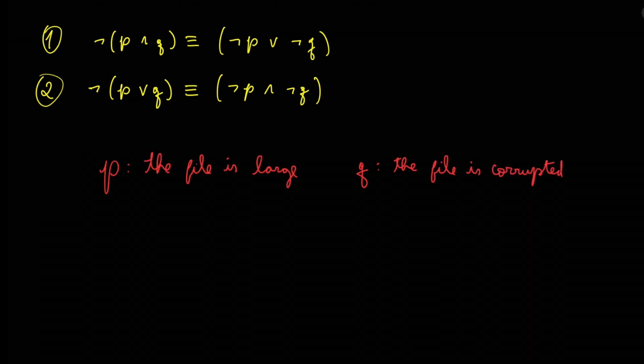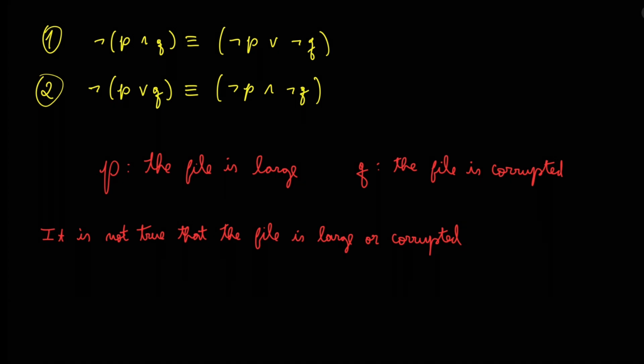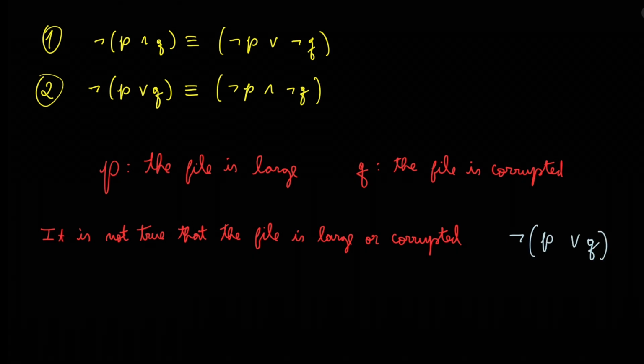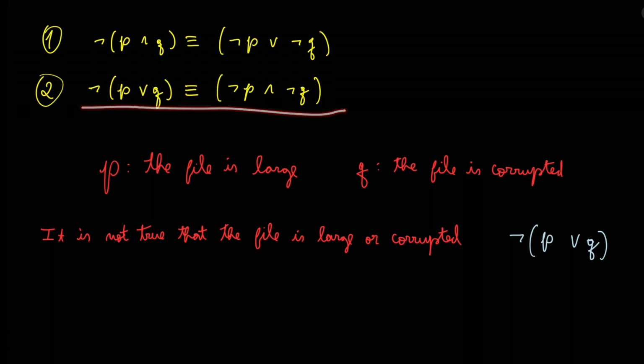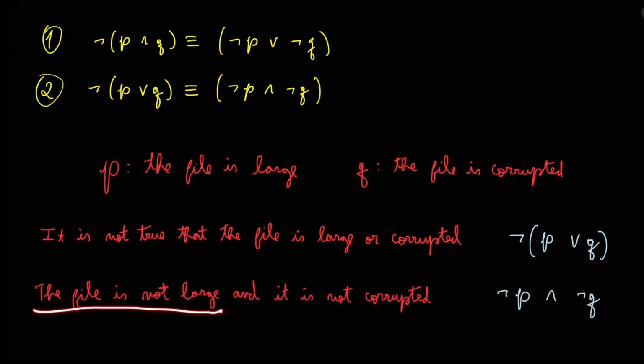Let's see another example. Suppose P means the file is large and Q means the file is corrupted. The sentence, it is not true that the file is large or corrupted, can be written as not (P or Q). So we are negating this OR statement. And how do we find a logically equivalent statement using the second De Morgan's law? Well, we need to negate P, negate Q, and combine them with AND. The file is not large and it is not corrupted.